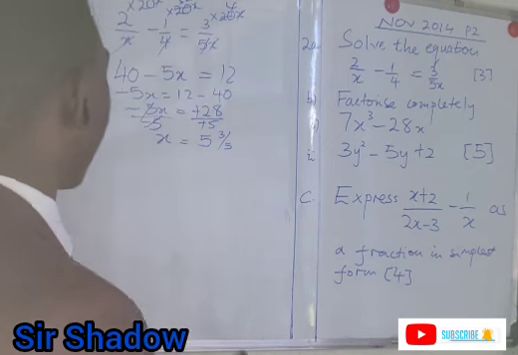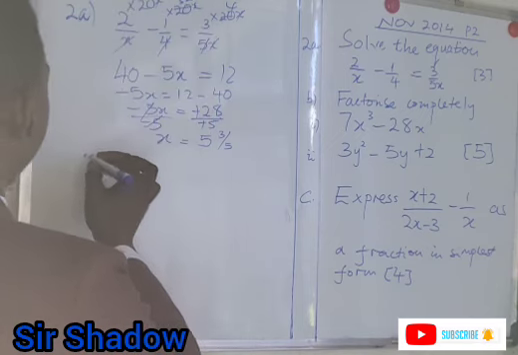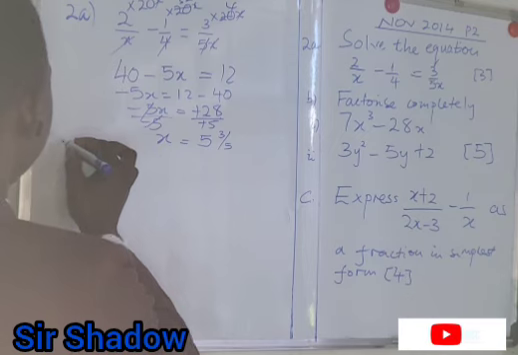So let's move on to part B, factorize completely. Item 1, factorize completely, which is B item 1.